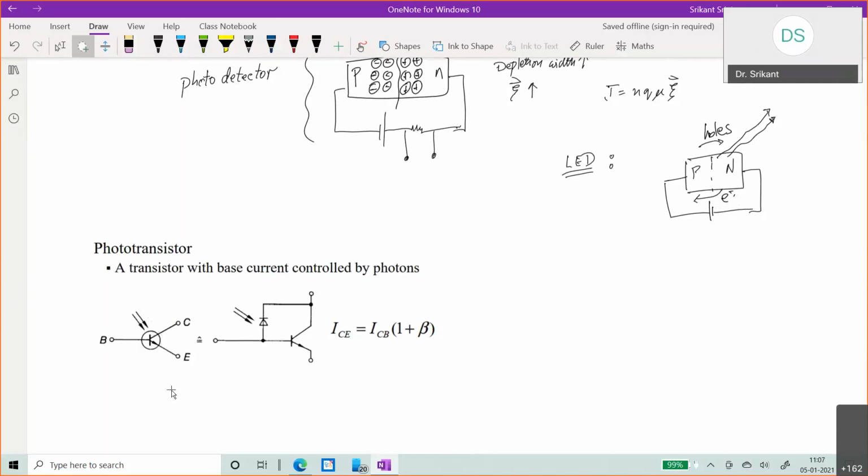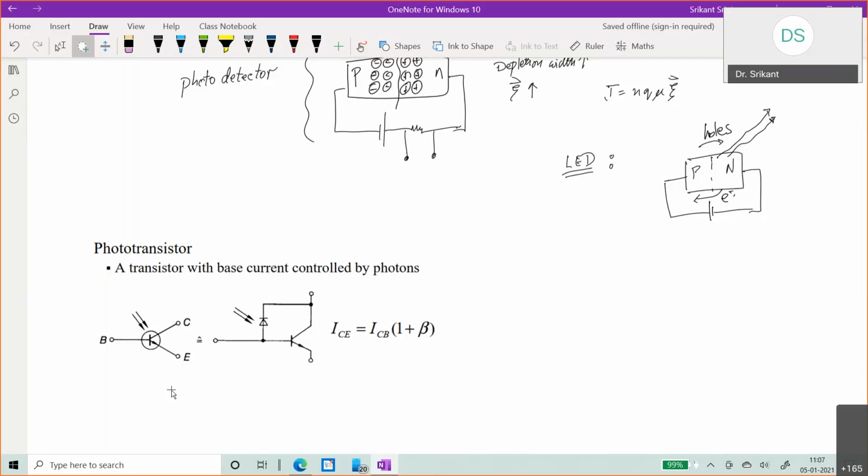And the phototransistor can be thought of as having a photodiode which is connected between the base and the collector over here. Okay. So normally what will happen is if you shine light, then some carriers are generated. And when the carriers are generated, then that adds as a base current. Okay. So the base current increases.